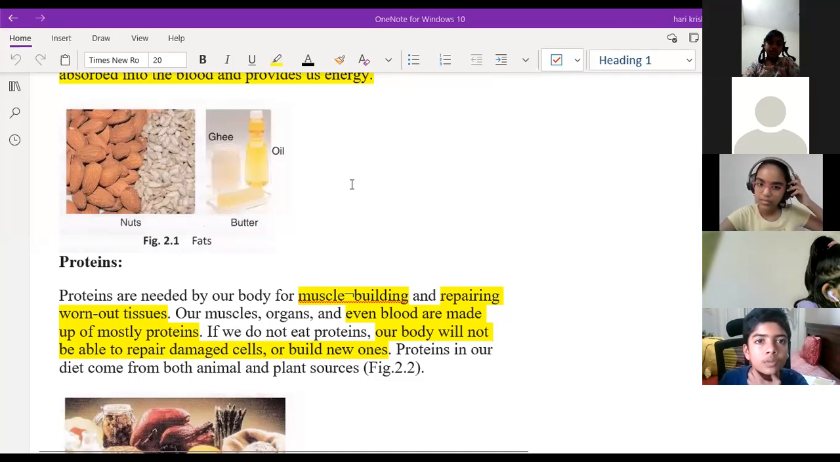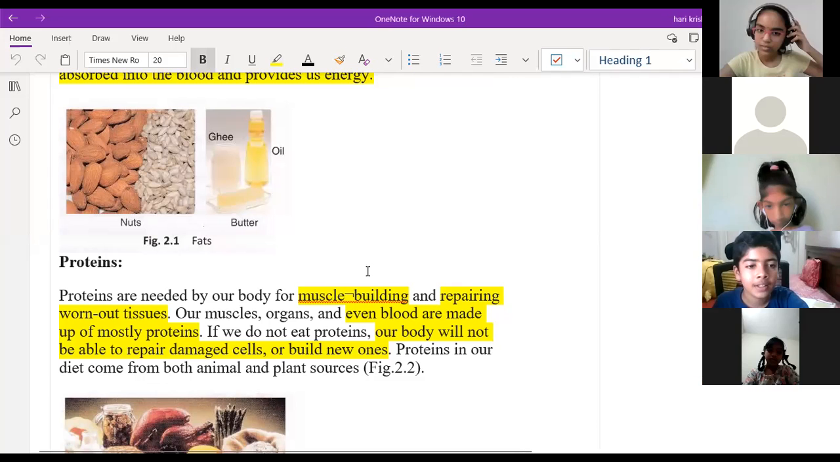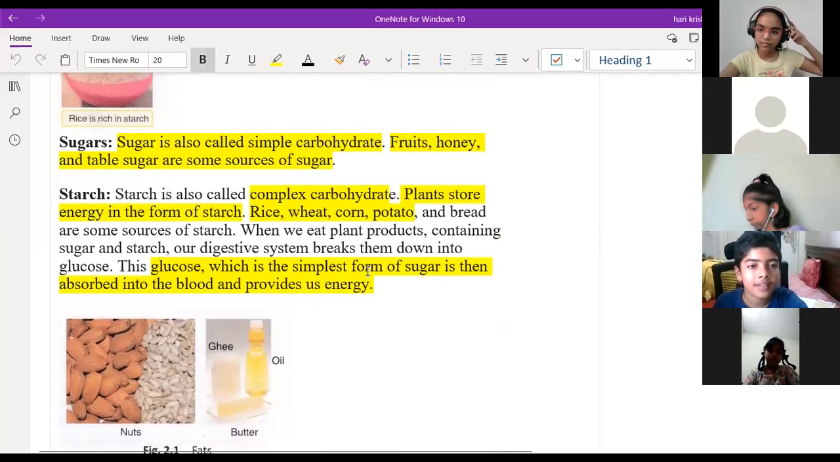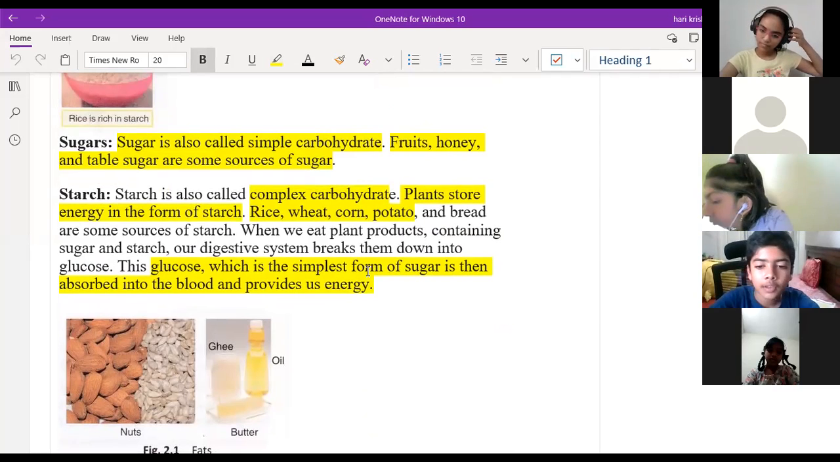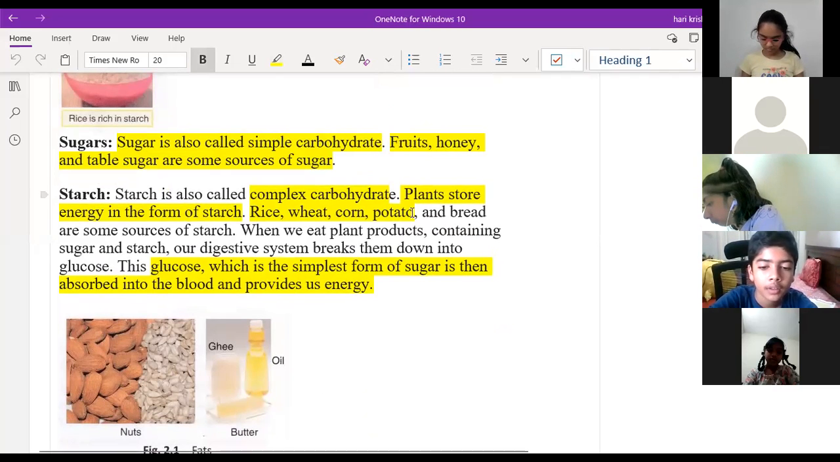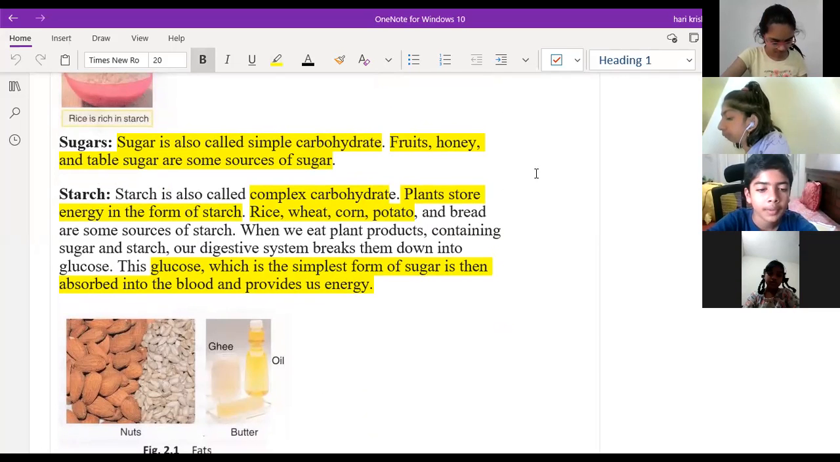Okay, homework done. I asked you to take an A4 sheet of paper and write all the things you eat in the morning, afternoon, or dinner time, the different types of foods you take, and what different nutrients are in them. Have you done the homework?